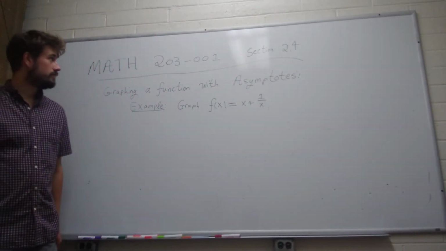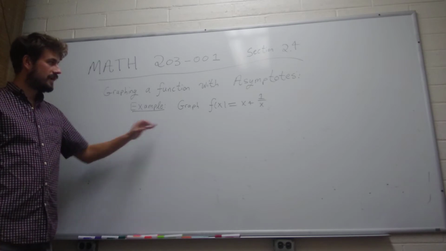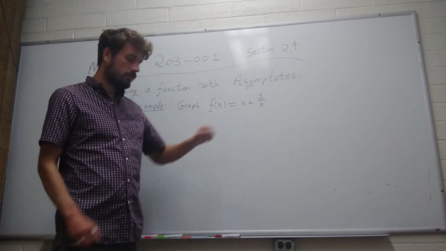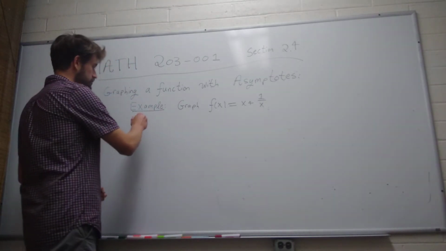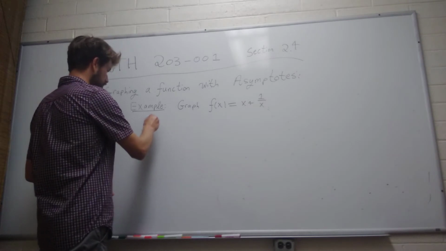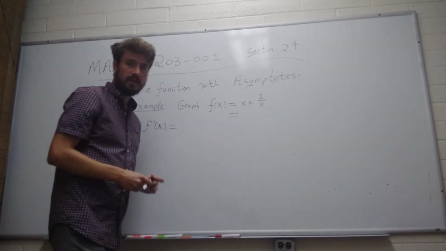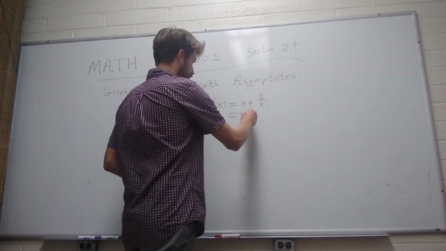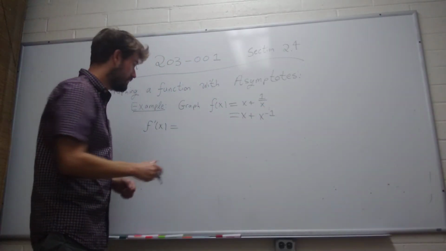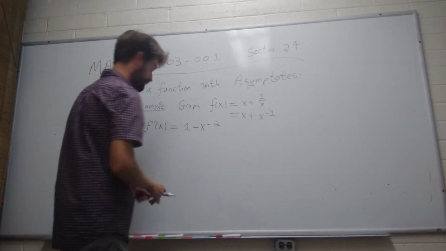Okay, good afternoon, everyone. So we're going to go over graphing a function with asymptotes. The example is to graph this function, f(x) equals x plus 1 over x. So the derivative of this function is, so you should all see by now that this function is the same as x plus x to the negative 1. Its derivative is 1 minus x to the negative 2.